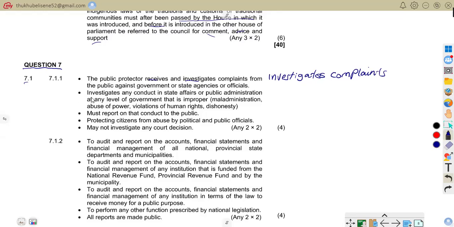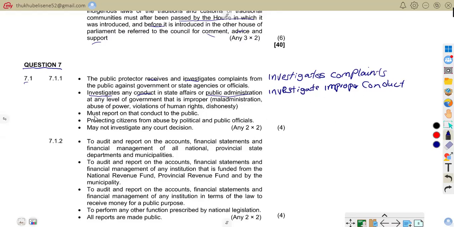The Public Protector also investigates any improper conduct in state affairs or public administration. They look for dishonesty and abuse of power, for example exposing misuse of public funds by a mayor. So they investigate improper conduct.